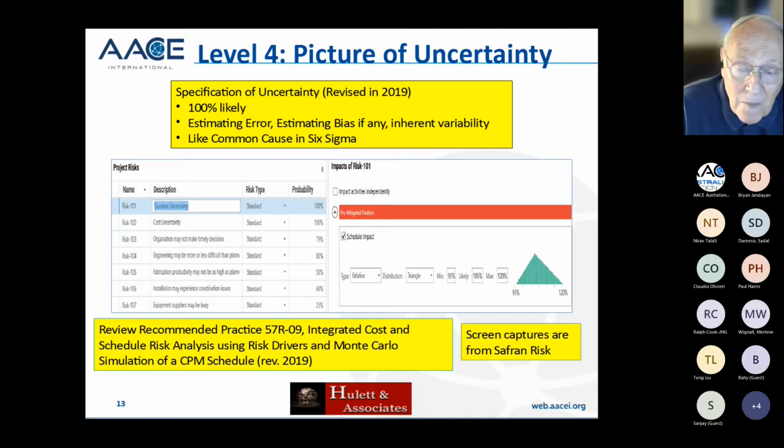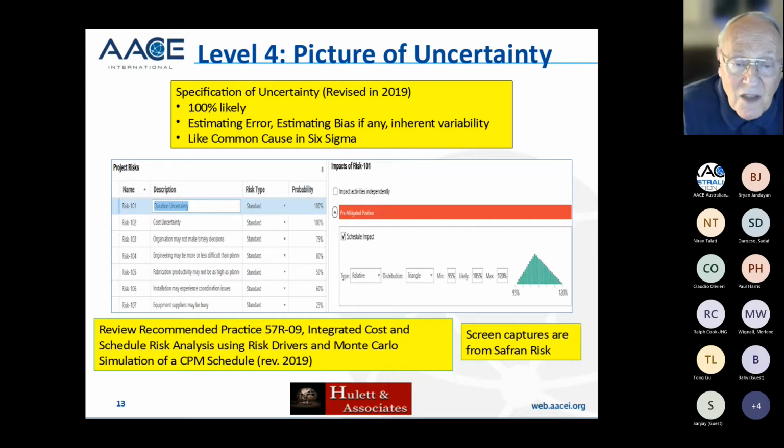Those of you who know Six Sigma, you want to look up the definition of common cause, that's what it is. And from this point forward, I'm going to start talking about recommended practice 57R09, and that's one I did in 2011 and revised in 2019, called Integrated Cost and Schedule Risk Analysis using Risk Drivers and Monte Carlo Simulation of a CPM Schedule. That's a mouthful, but okay.